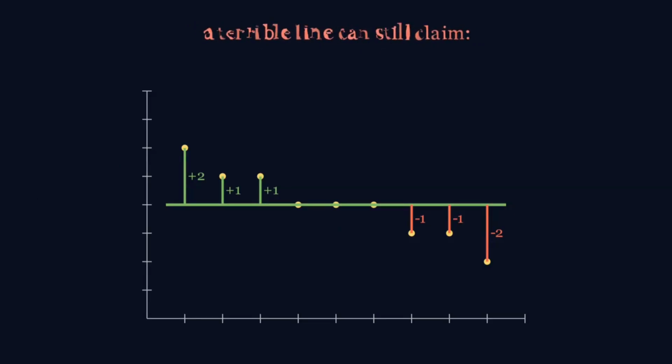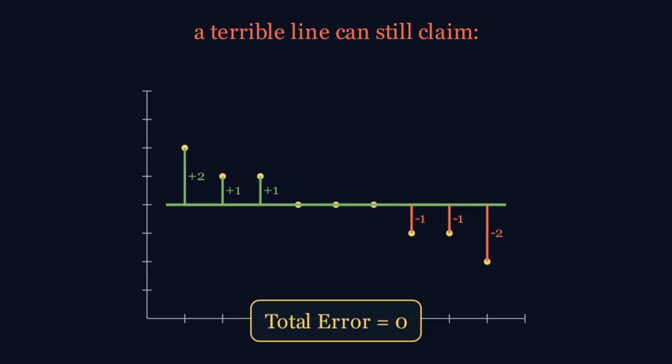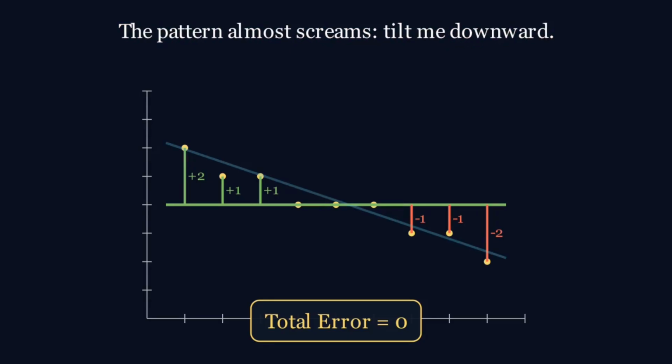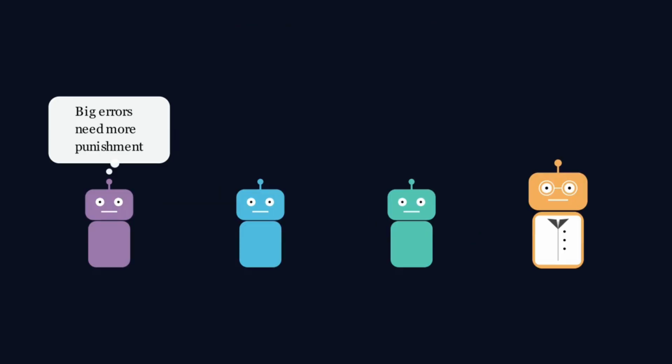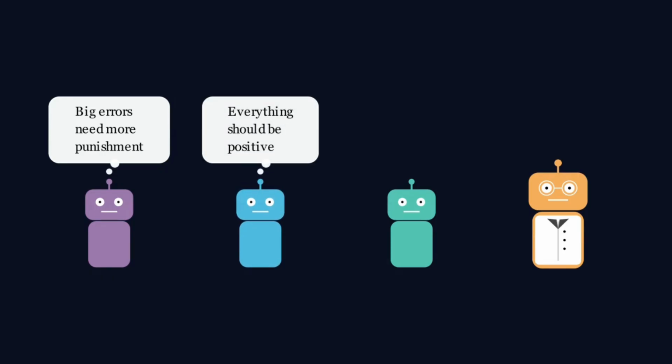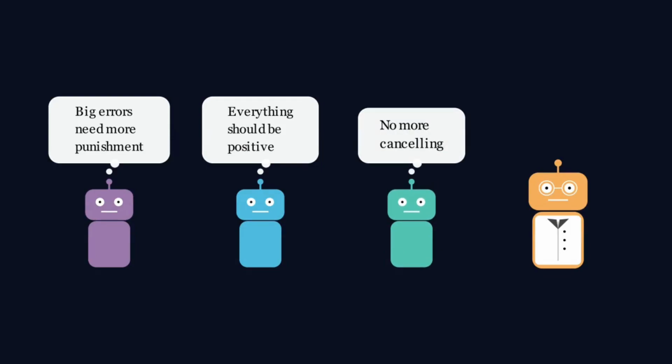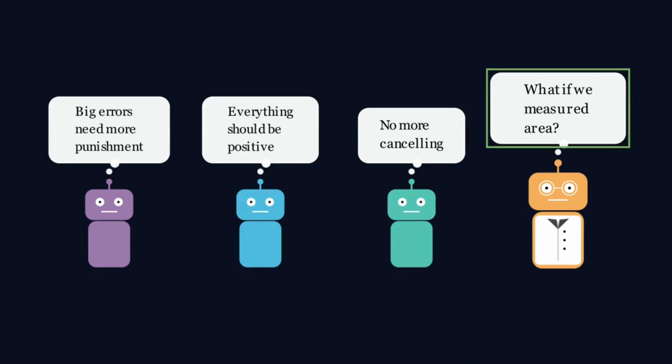And suddenly, a terrible line, one that is obviously missing the pattern, can still claim the total error is equal to 0. That feels wrong. Because look at this line, it's clearly bad. The pattern of the data almost screams, tilt me downwards. And yet, mathematically, we somehow ended up saying, yeah, 0 error. The problem is subtle. We need a way to punish mistakes without letting them cancel. Something where big errors stay big, small errors stay small, and everything becomes positive. So here's a question. What if, instead of measuring distance, we measure area?